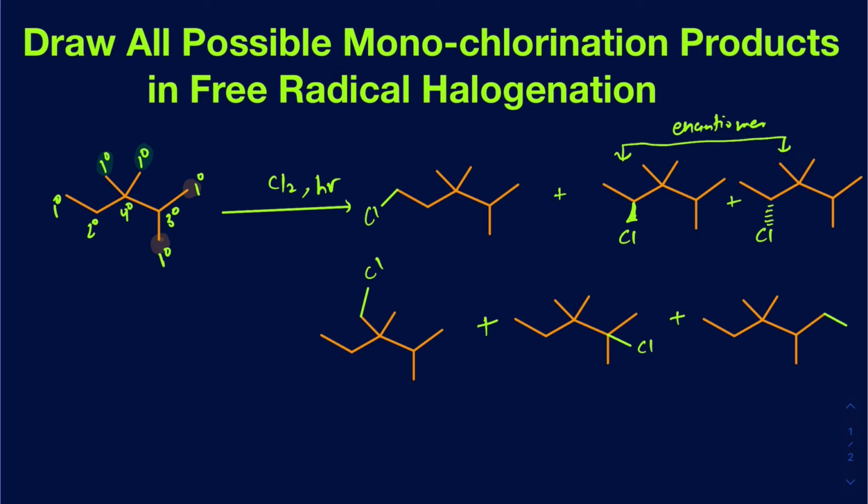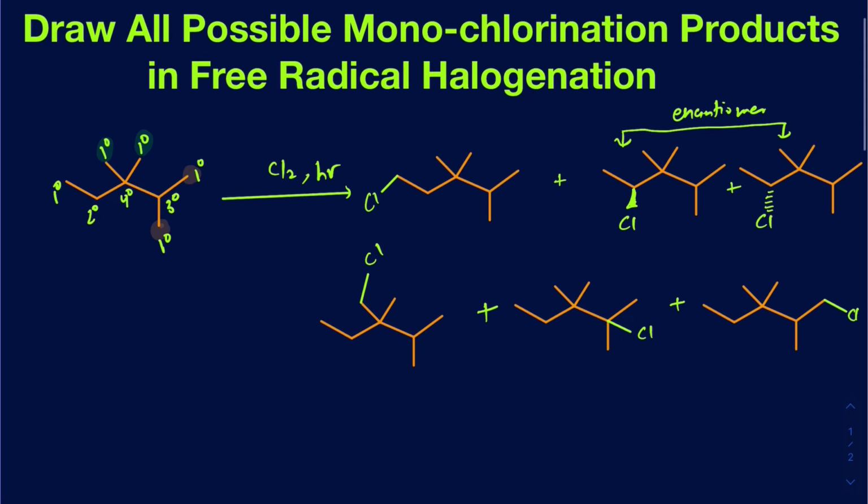So then I would have chlorine here. So that's how many constitutional isomers and stereoisomers you're really going to be getting after doing the monochlorination on this particular alkane. Okay, let's do maybe one more example.